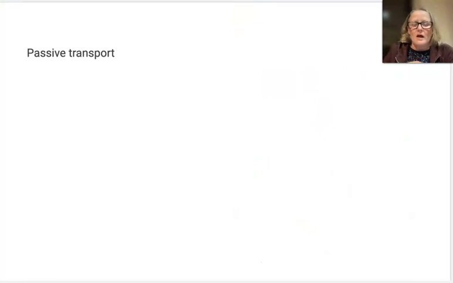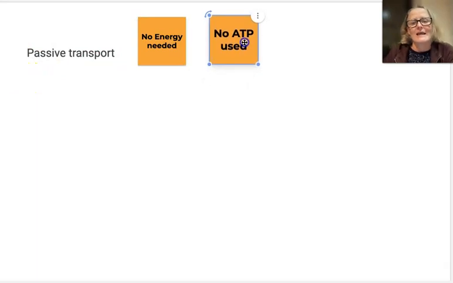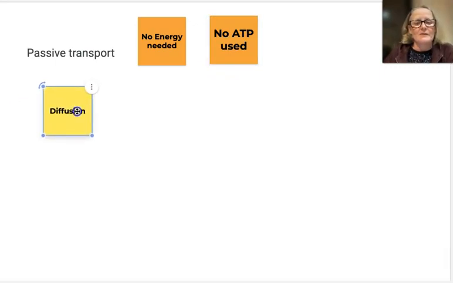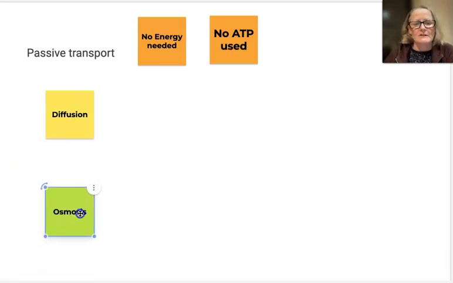So let's have a little look at categorizing these carefully. Passive transport. Passive transport means that no energy is needed. In other words, we do not need to have any ATP involved. And the two types of transport in this category are diffusion and osmosis.